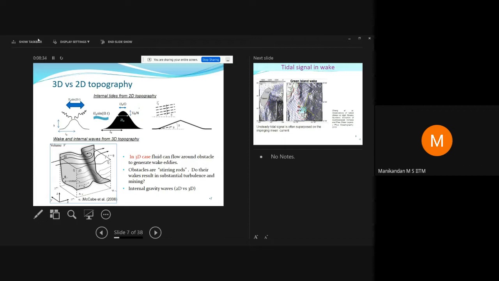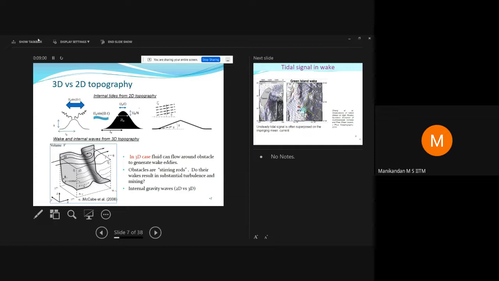So my background is CFD, so I'm a mechanical engineer in my training. So what I'll be talking about is the tools that we learned from CFD and how we could apply them to these geophysical problems and perhaps learn something from these applications. So I'll be talking about 3D topography.